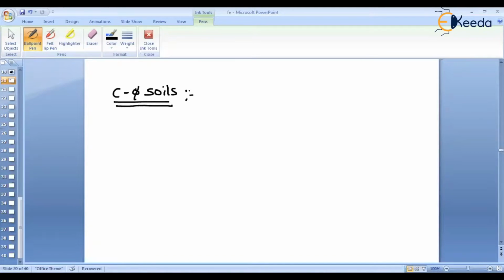So in the previous videos, we have seen how to find the factor of safety for the cohesionless soils. Here we'll talk about the c-phi soils. So what is the difference we will get here? Only the shear strength of the soil will vary. The shear strength can be written as c plus normal stress into tan phi. If it is a cohesionless soil, the c parameter will be equal to 0. But as we are talking about c-phi soils, cohesion will also be included.